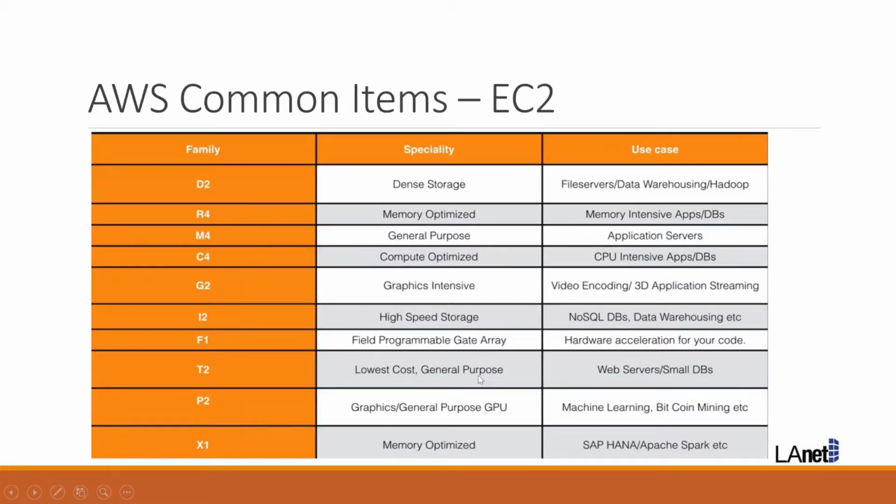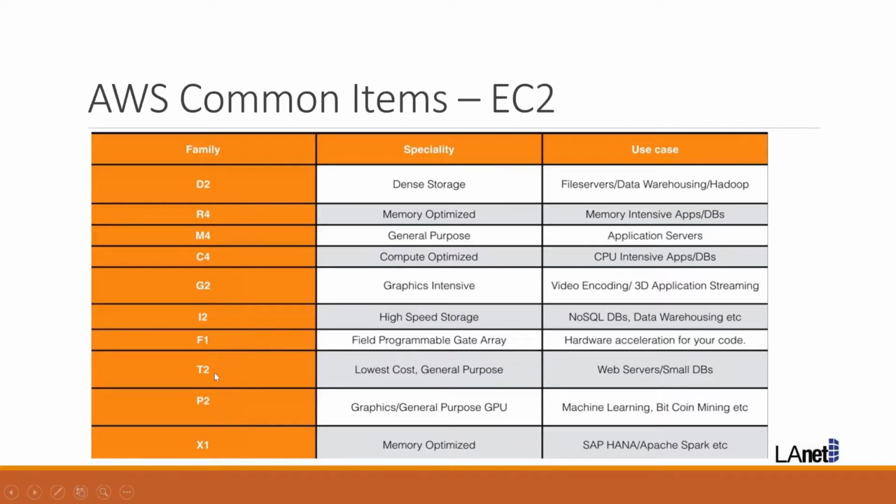So again, I use T2, what they call a T2 micro, a lot of times simply for spinning up a Linux box for me to maybe ping or trace from to other resources and make sure I have my connectivity. So I'm not going to spend a lot of time, but just be aware you have all these different families, and then each family will have different instance types within it.